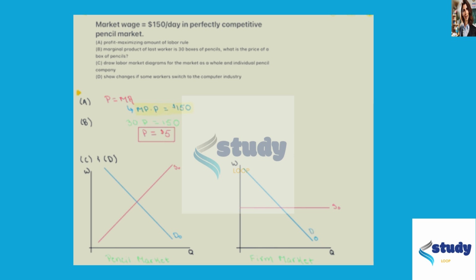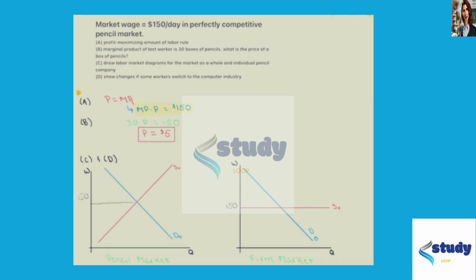And what we were told initially is that our wage in this market is 150. So we can put that information in, and that's going to be the same in the firm. They're going to be forced to accept that market wage because it's perfectly competitive. They're not going to go any higher or lower than that. They're just going to take what wage the market is giving them.